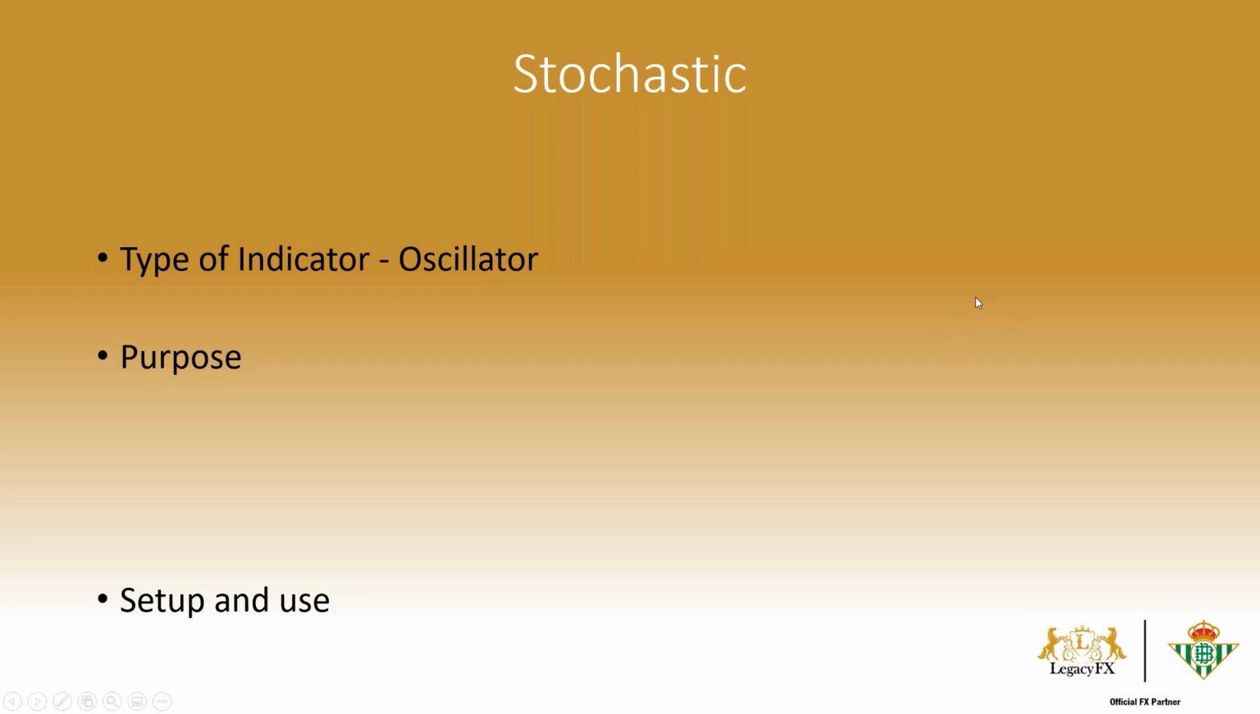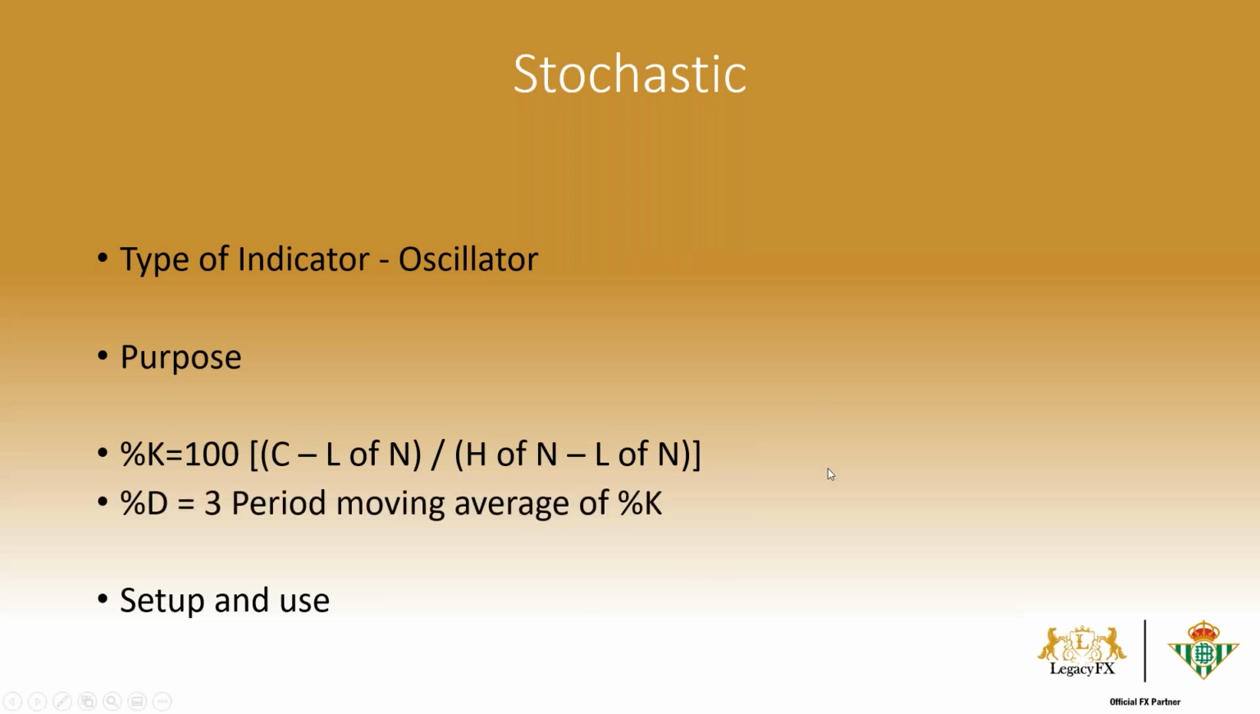So for those that are mathematically inclined, you get your percentage K, which is 100 times the close minus the low of the period N, divided by the high of the range minus the low of the range. And then your second indicator line is basically your three-period moving average of the percentage based on the first formula. Again, for those that are writing trading bots, you would utilize these aspects because this is how you would calculate them.